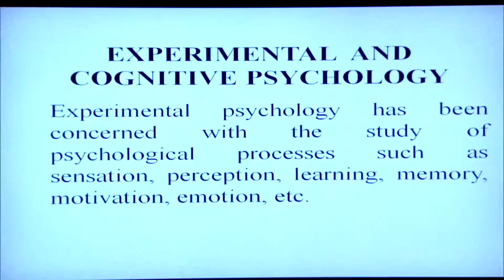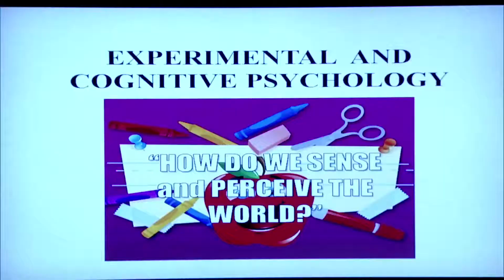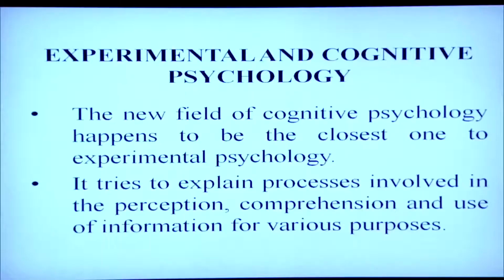First of all, we will discuss experimental and cognitive psychology. Experimental psychology has been concerned with the study of psychological processes such as sensation, perception, learning, memory, motivation, emotion, etc. It is basically related with how we sense and perceive the world around us. The new field of cognitive psychology happens to be the closest one to experimental psychology. It also tries to explain processes involved in the perception, comprehension and use of information for various purposes.